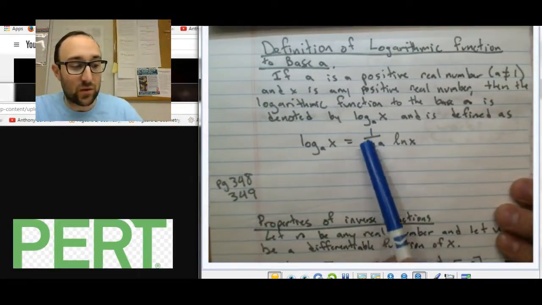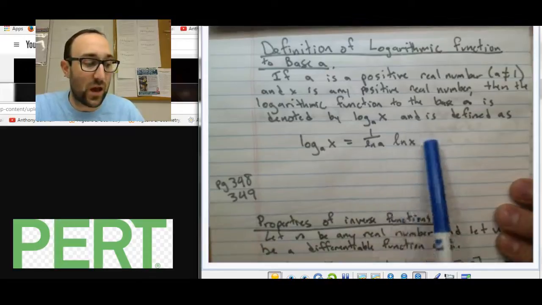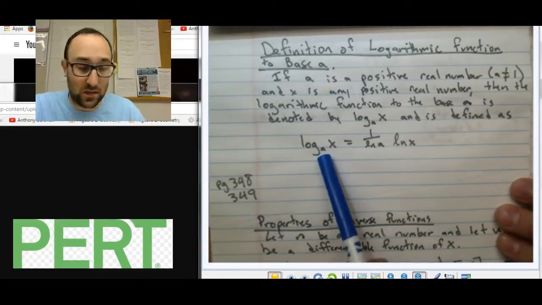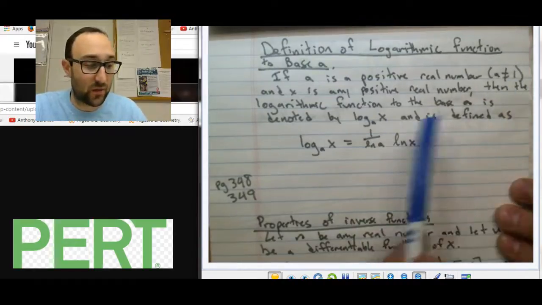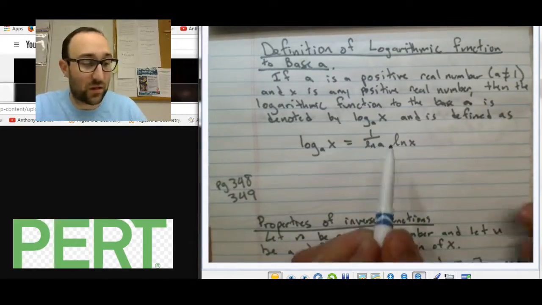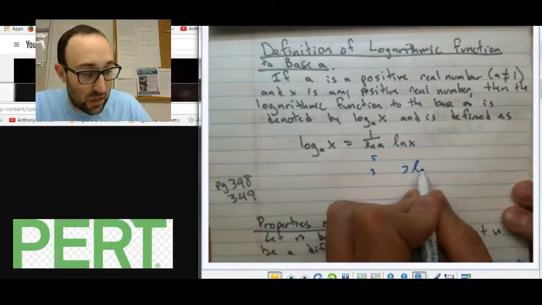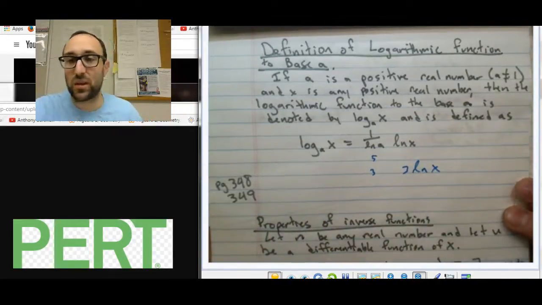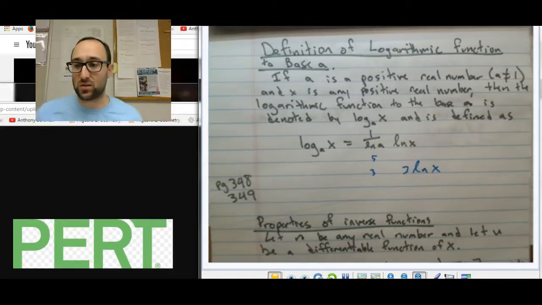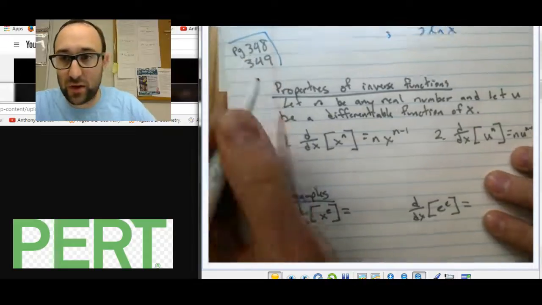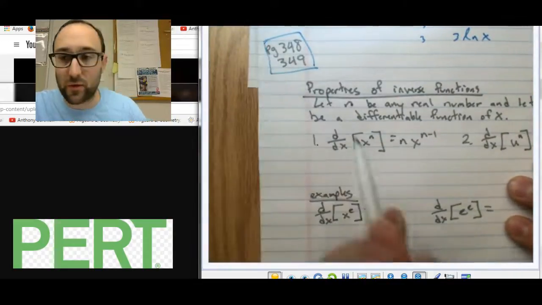So if we want to take the integrals or derivatives of this, could we do that? 1 over natural log of a is just going to be a number, just like a is a number. All right, it's a positive number, so you can take 1 over that. This is just some constant number. It'd be like a 5 or 3. So we'd have like 3 natural log of x. Could you do something with that? Sure. So if it's not a 3, can you still do this? Of course you can.